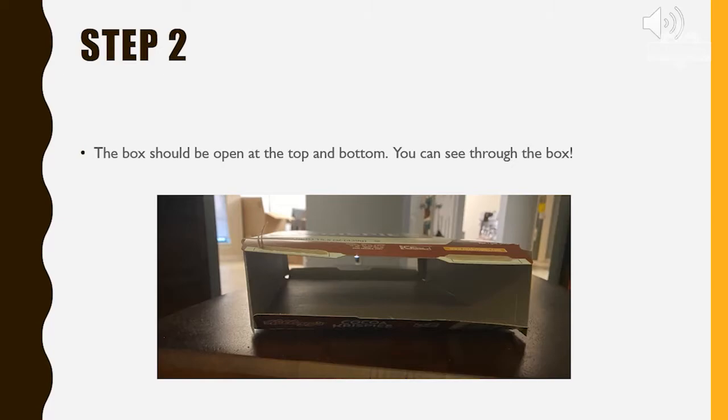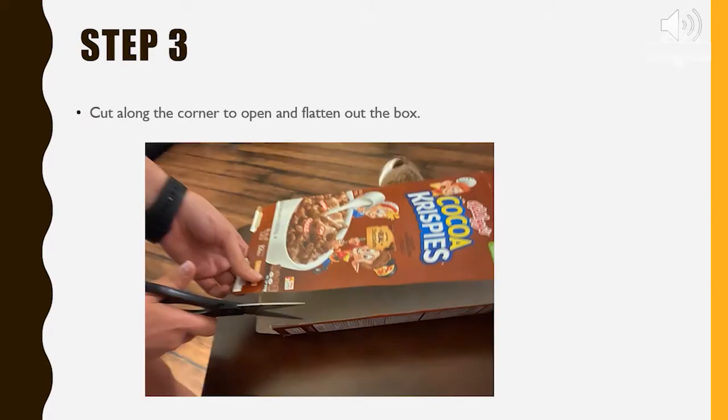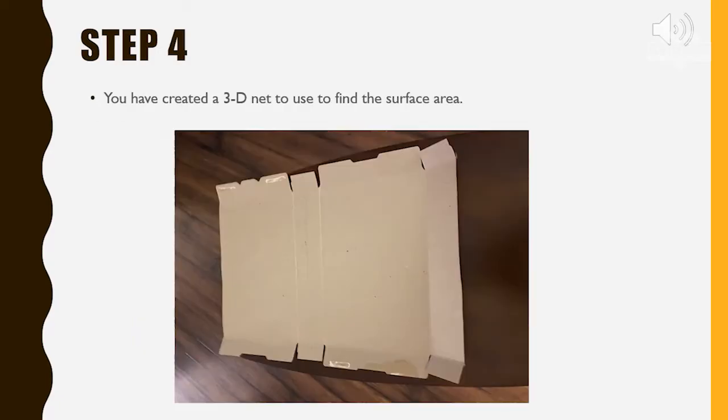For step 2, the box should be open at the top and bottom so you can see through it. So if you see in my picture, I can see directly through my Cocoa Krispies box. Okay, step 3, now you're going to cut along the corner to open and flatten out the box. So in my picture, you can see I cut the side of my box on the line and opened it up all the way. In step 4, you can see now you have created a net. My box is completely open and flat.